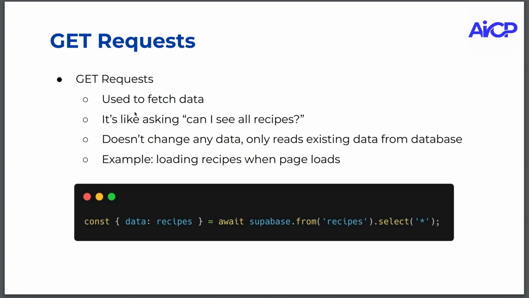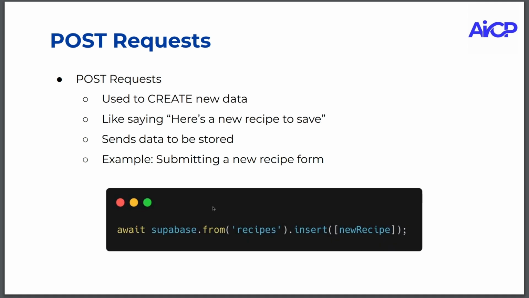So all we're doing is getting data. That's why we're using this get request. Next is post. And we're using post request to create new data. So this is like saying, here's a new recipe to save. It sends data to be stored. So an example of this is submitting a new recipe form.